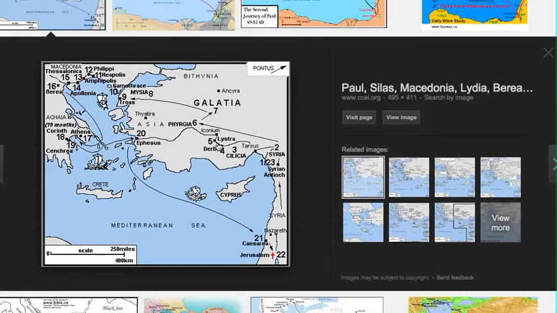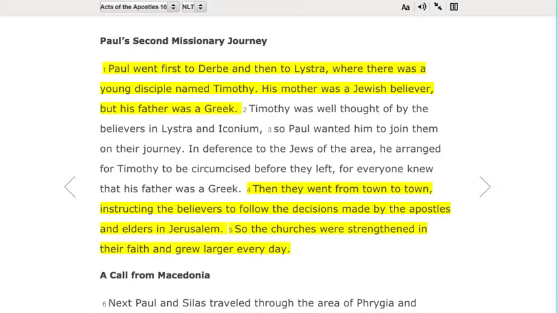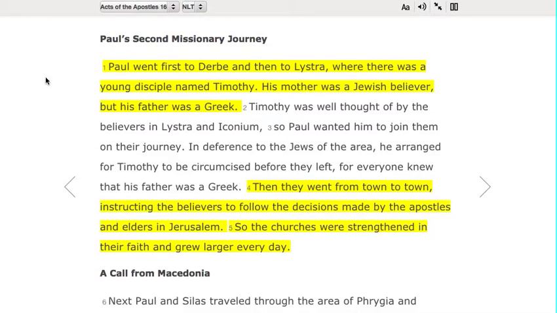They move into Derbe and Lystra. Remember, on the first journey, they ended up going by way of the sea and came around this way. On the second journey, they're going to come this way, and they're retracing their steps through this area in Galatia right here. So I just wanted you to see that as you read through chapter 16.